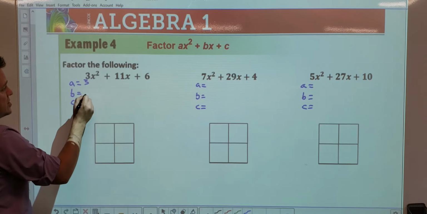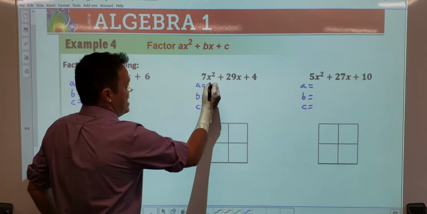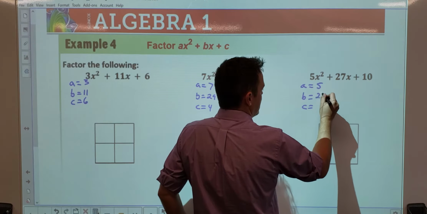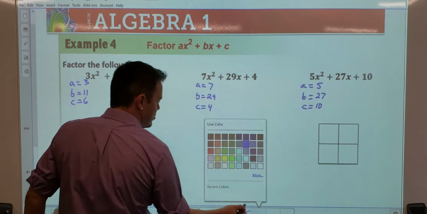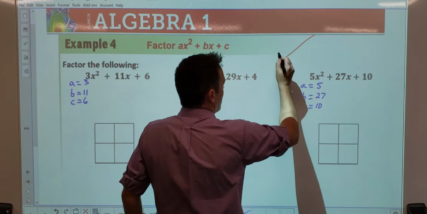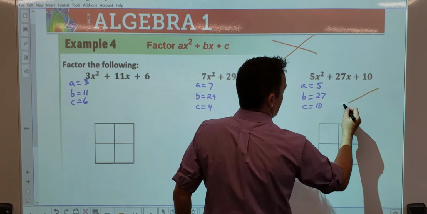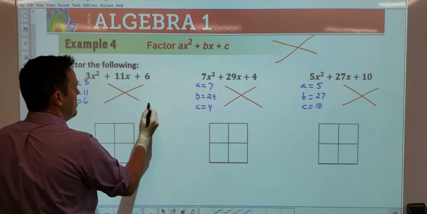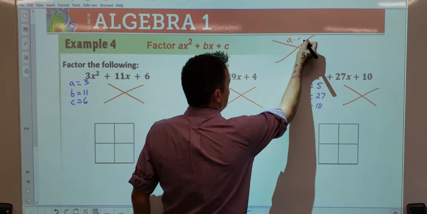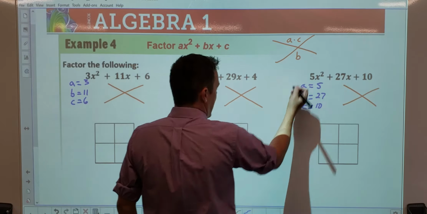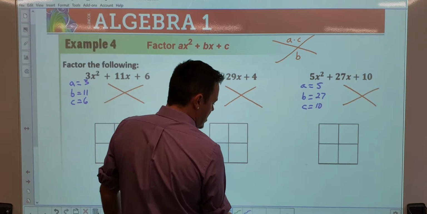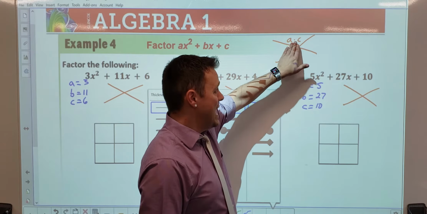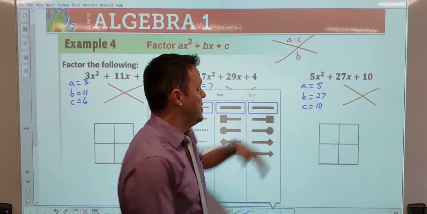So we know this is 3, 11, and 6. A is 7, and then it's 29 and 4. And then it goes 5, 27, and 10. If you remember from yesterday, the same thing applies today. When we did the X, we draw a flat X like this, and the same thing here. Remember, it's A times C on the top, and B on the bottom. The question was always asked of you: what 2 numbers, when you multiply them together, make A times C, and when you add them, make B?